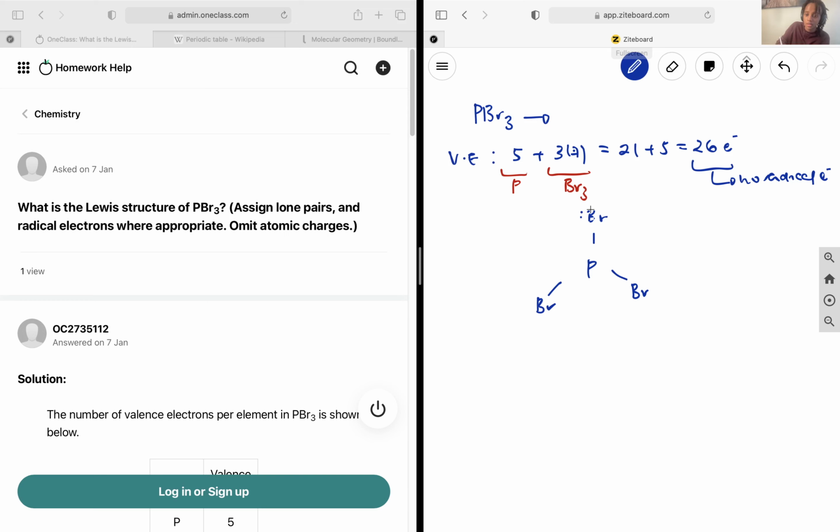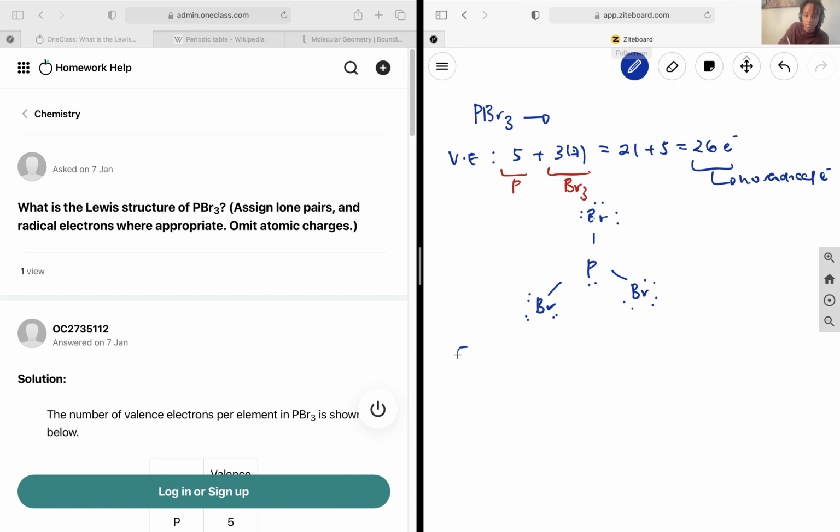Next up, let's fill in our octet on the bromines. And then let's see if we have any electrons left to stick on the phosphorus. So we have 2, 4, 6 on each of the bromines. So 6 by 3 plus 2, 4, 6, and that is going to give us 24 electrons. So we have 2 more electrons that we can stick on the phosphorus like that. And so our valence electrons are all accounted for now.